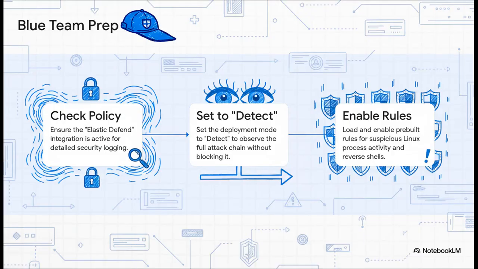Okay, before we start the attack, we've got to put on our blue team hats. We're the defenders now. First, we need to make sure our Elastic Agent policy is using the full Elastic Defend integration. That gives us deep security visibility, not just basic system metrics. Next, we're going to set it to detect mode. Now, why would we do that? Well, for this test, we want to see the entire attack play out from start to finish. And finally, we'll double check that all the right pre-built detection rules are turned on and ready to go.